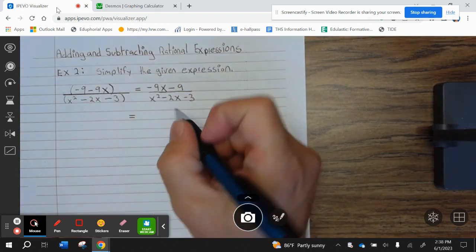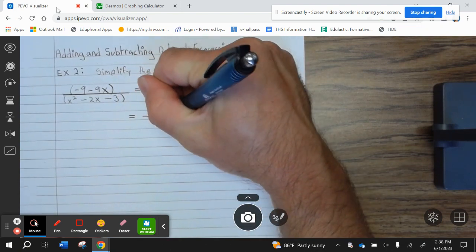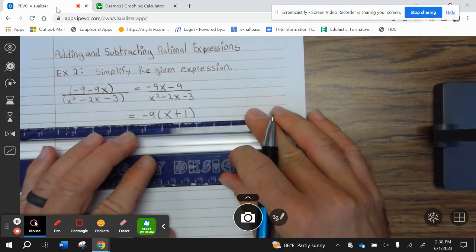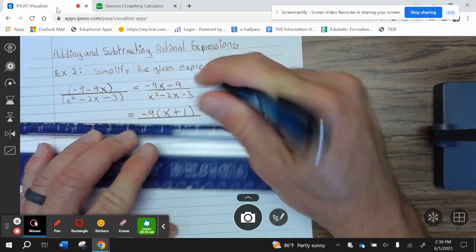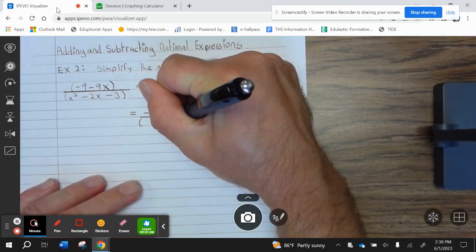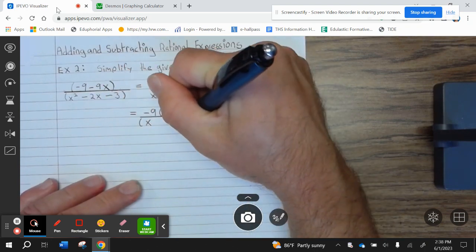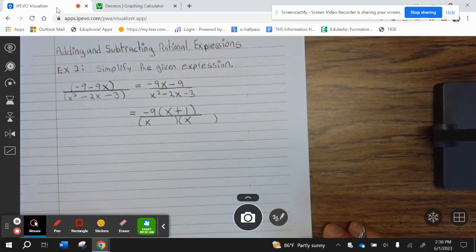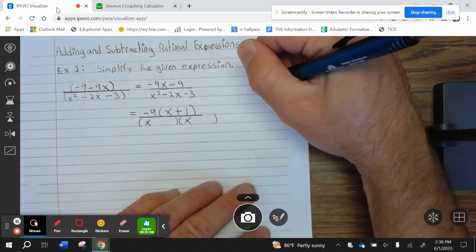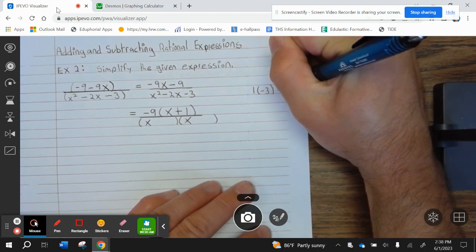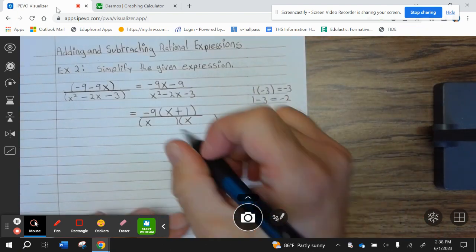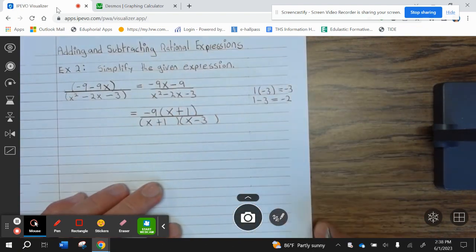We can factor out a negative 9 from each of these terms, which leaves x plus 1 divided by, okay, we know x squared is 2 parentheses, x and x. Now we need to figure out what numbers multiply to give you negative 3 and combine to be negative 2. Since the middle number is negative, the bigger number is negative. So 1 times negative 3 is negative 3. 1 minus 3 is negative 2. Our factors are x plus 1, x minus 3.